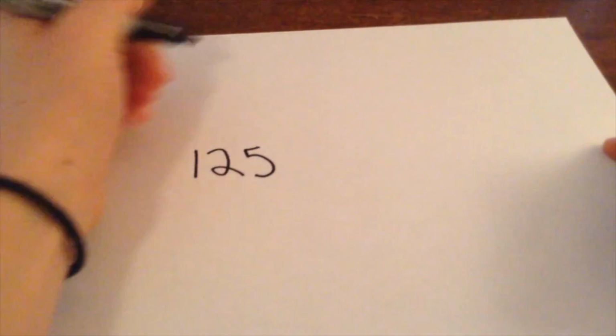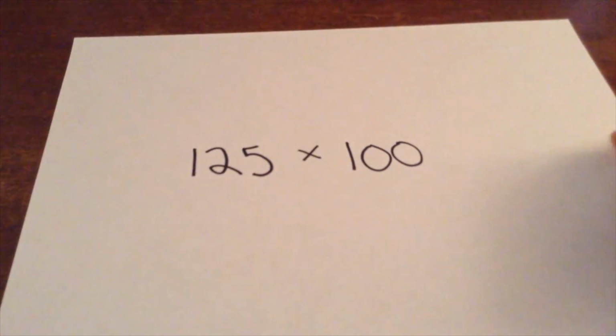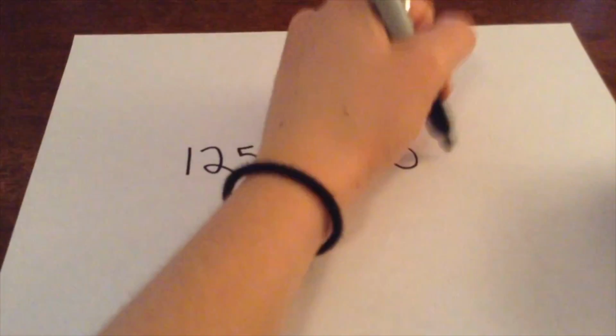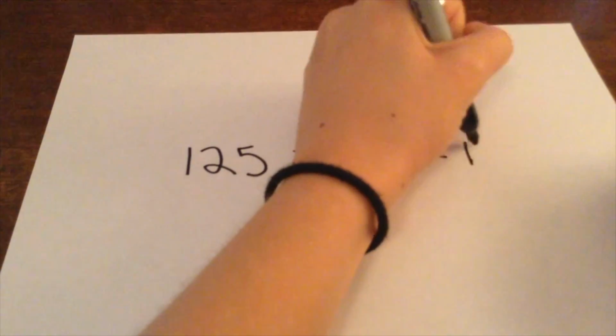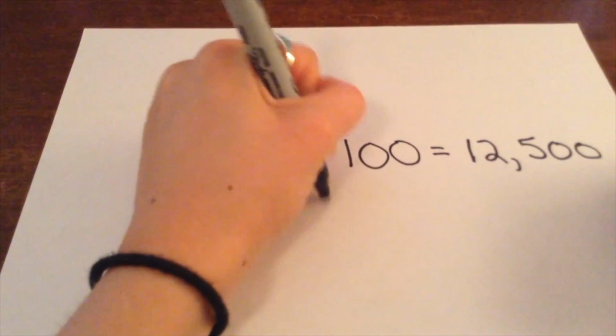Whenever it asks you for different combinations in these problems, a general rule that I like to use is that you usually just multiply the two numbers that they give you together. So in this case, you'd multiply 125 and 100, so that would equal 12,500, which would be K.